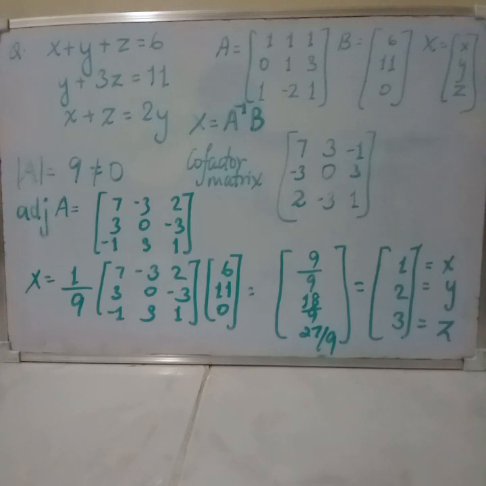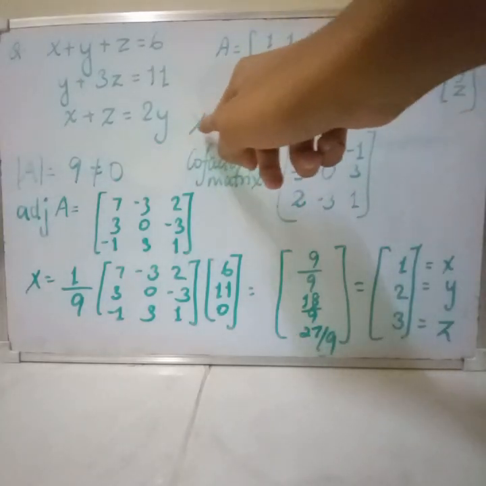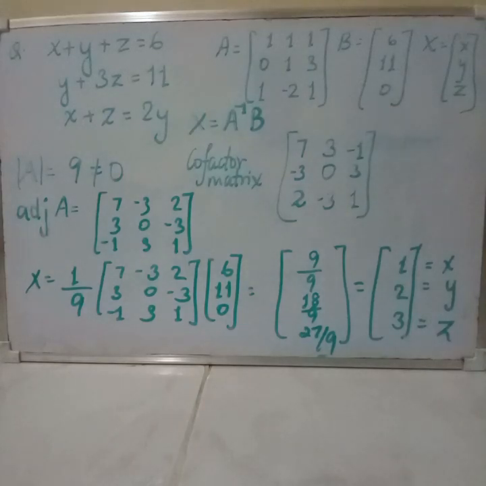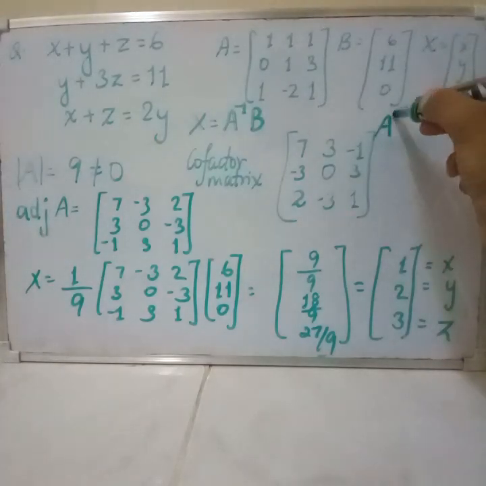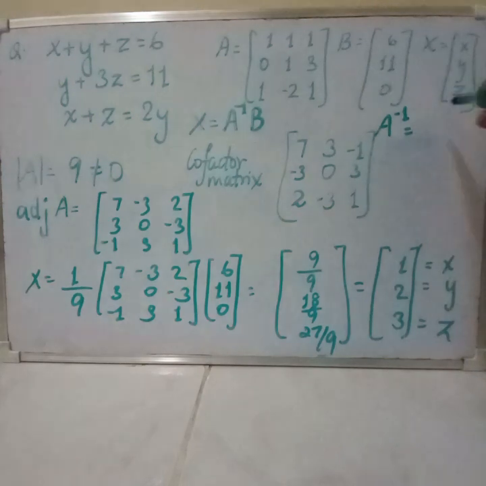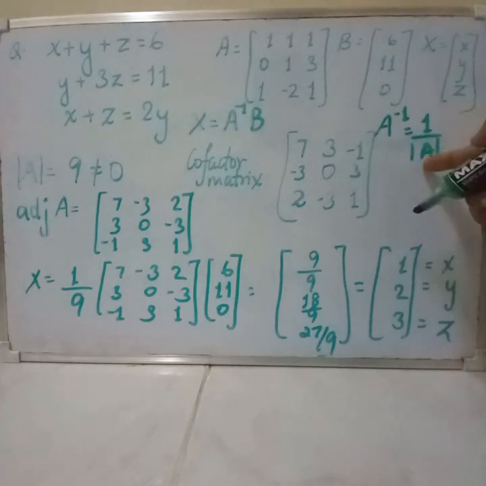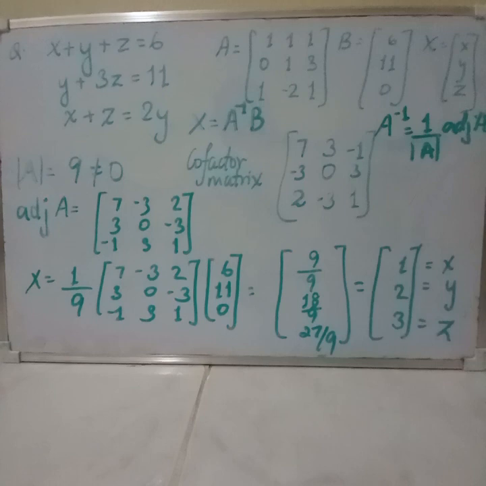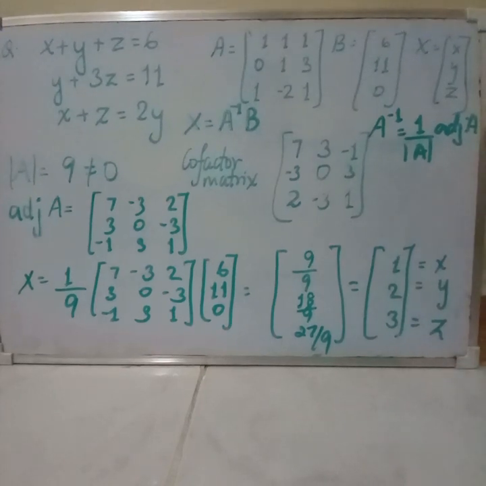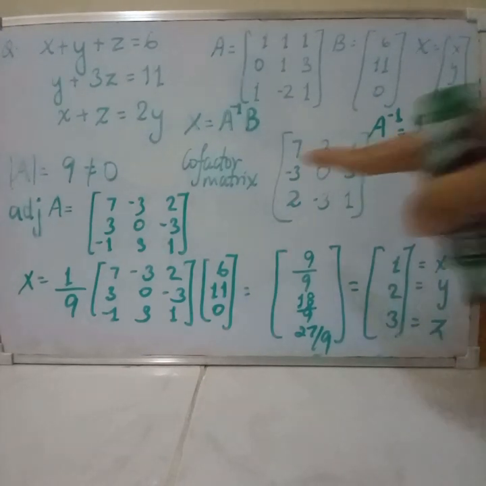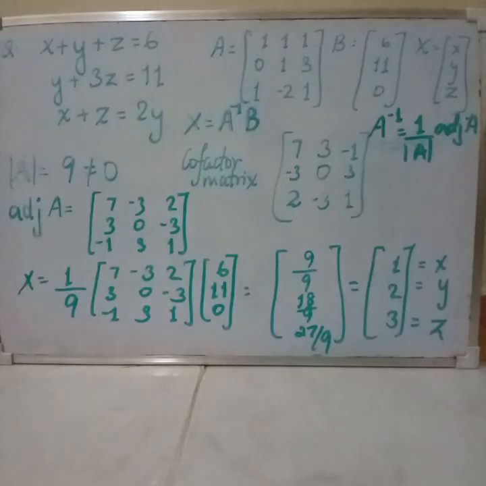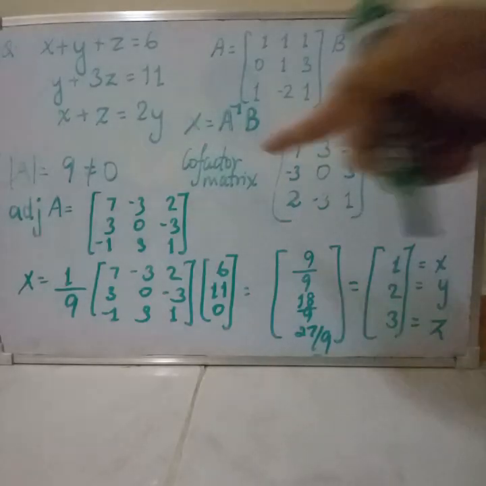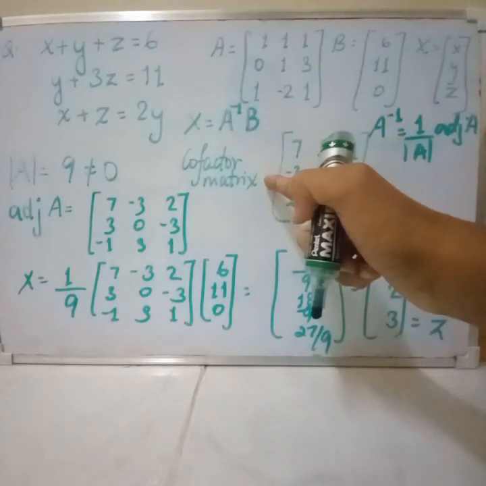Then we can proceed with the equation X is equal to A inverse times B. So for A inverse, we first write it like this: 1 by determinant of A times adjoint of A. For the adjoint of A, first we have to find the cofactor matrix. The cofactor matrix is actually very simple to build.